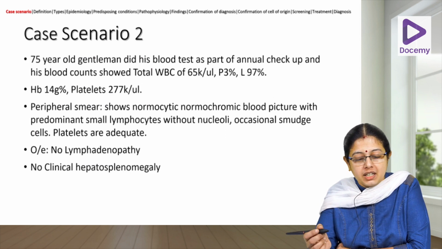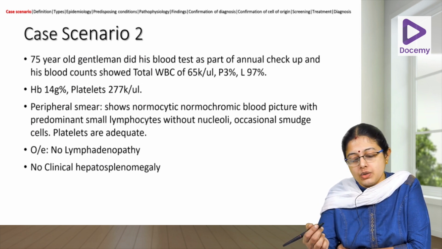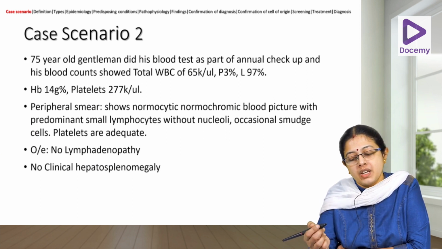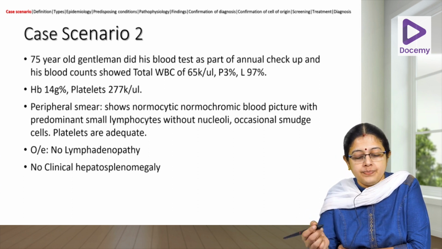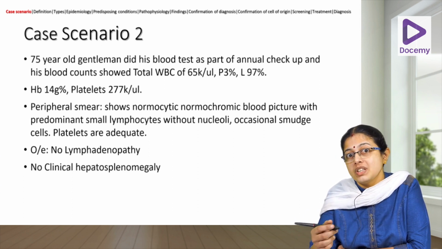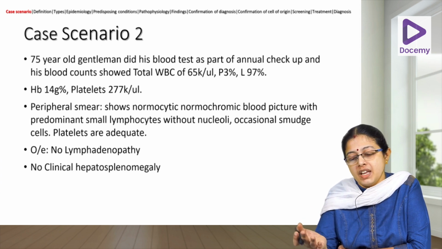So coming to the second case scenario, now you have a 75-year-old gentleman who has come to you. He had done an annual checkup of his bloods, and his blood count is showing 65,000 WBC, with only 3% polymorphs and 97% lymphocytes.